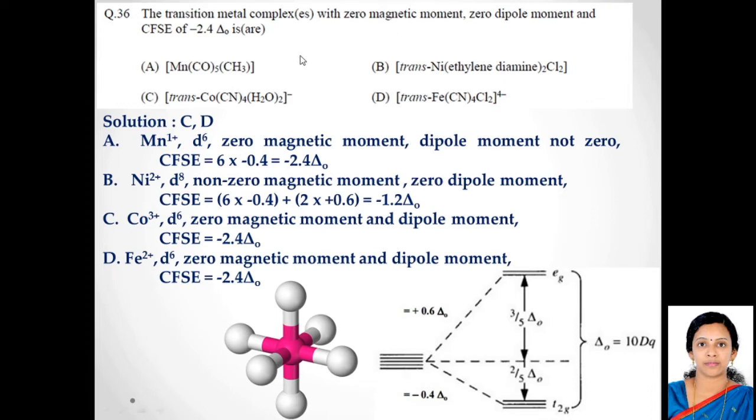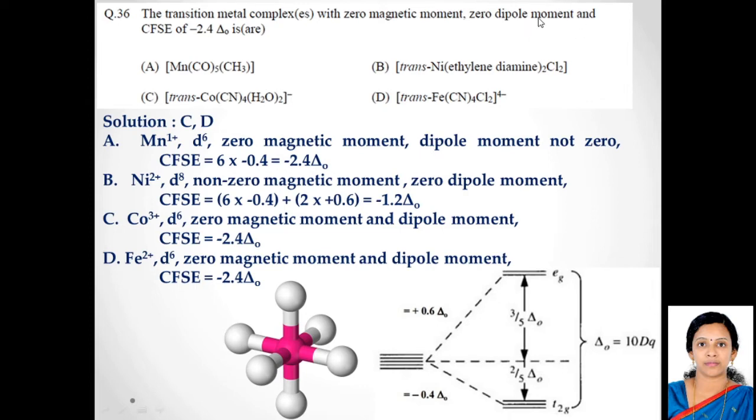So 4 transition metal complexes are given, and out of these 4 complexes we have to choose those which have zero magnetic moment, zero dipole moment and a crystal field stabilization energy of minus 2.4 delta O. Now, how will complexes have zero magnetic moment? Those complexes which do not have unpaired electrons. So the complex should not have any unpaired d electrons. In that case, we will have a zero magnetic moment for the complex.